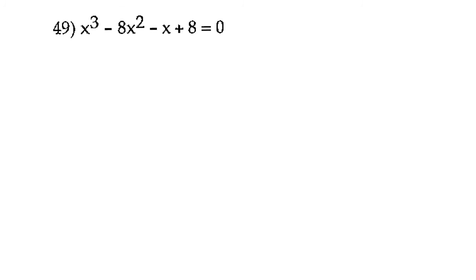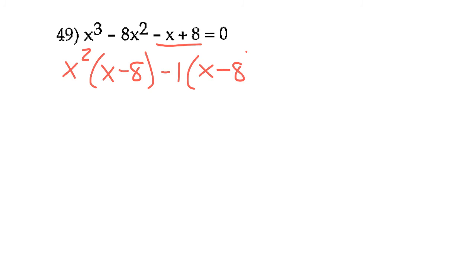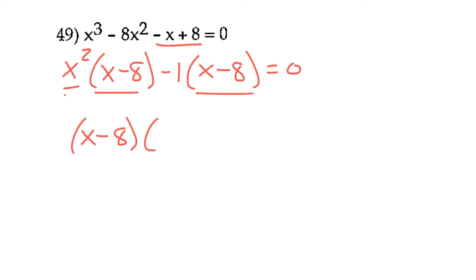Okay, so on 49, to find all the real zeros, if you remember factoring by grouping, now this is something we didn't spend any time on in class, but if you remember factor by grouping, we could apply that here. So we could take an x squared out of those first two terms and have x minus 8 left, and I could take out a negative 1 and have an x minus 8 left there. Now factoring by grouping says that in those groups there is an x minus 8 that is common, so I could take out an x minus 8 and have x squared minus 1 as what is left.